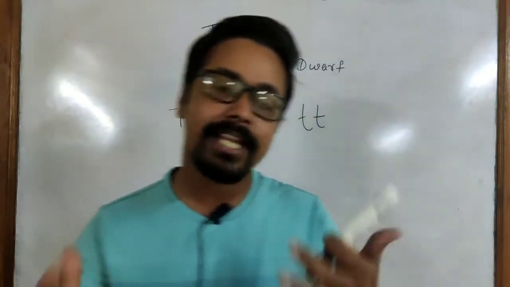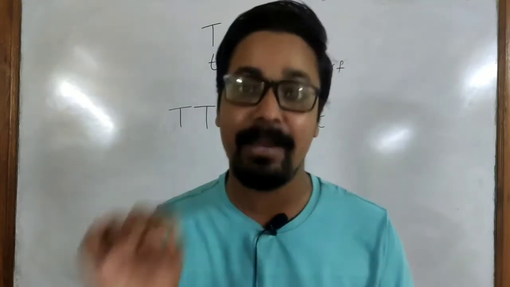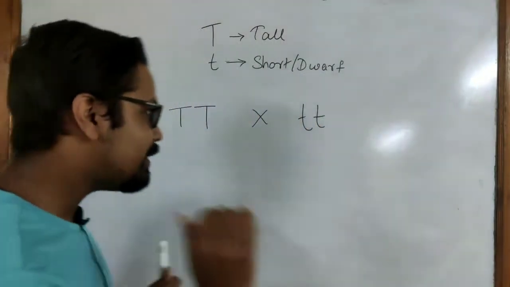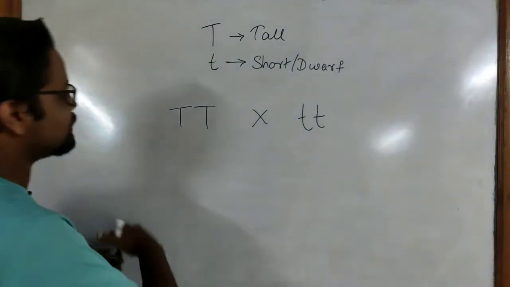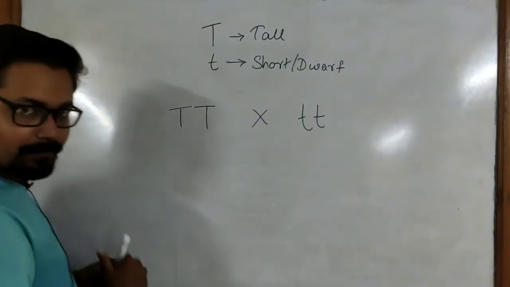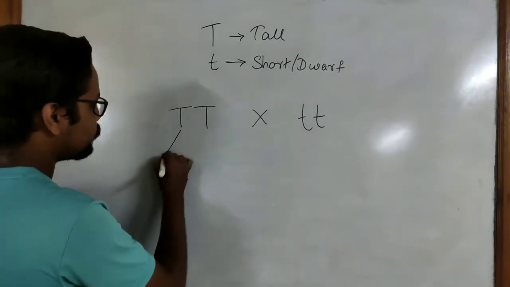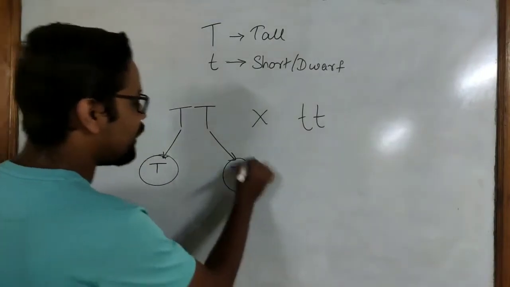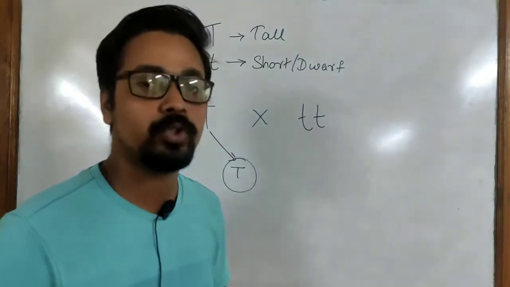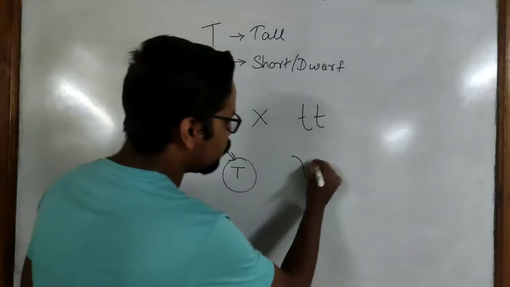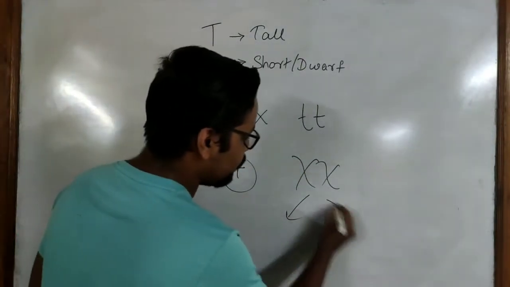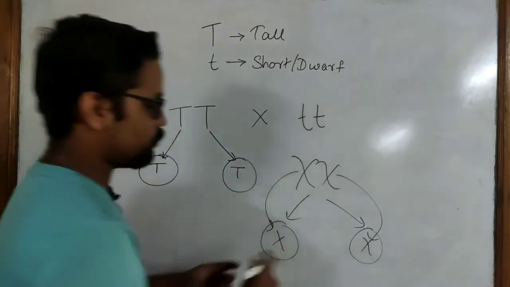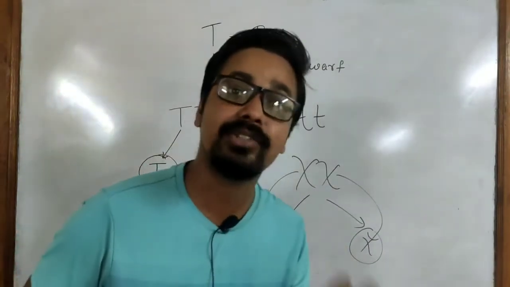Gametes are formed. Like in case of human beings, sperms and eggs are the gametes. These are not the normal body cells; these are the reproductive cells. So when reproductive cells are formed, these chromosomes split and give rise to two gametes. One cell will give rise to two gametes, and in each gamete we are going to have only one chromosome out of the pair. This one will come here and this one will go to the next one. They will not remain in pair, only in case of gametes.